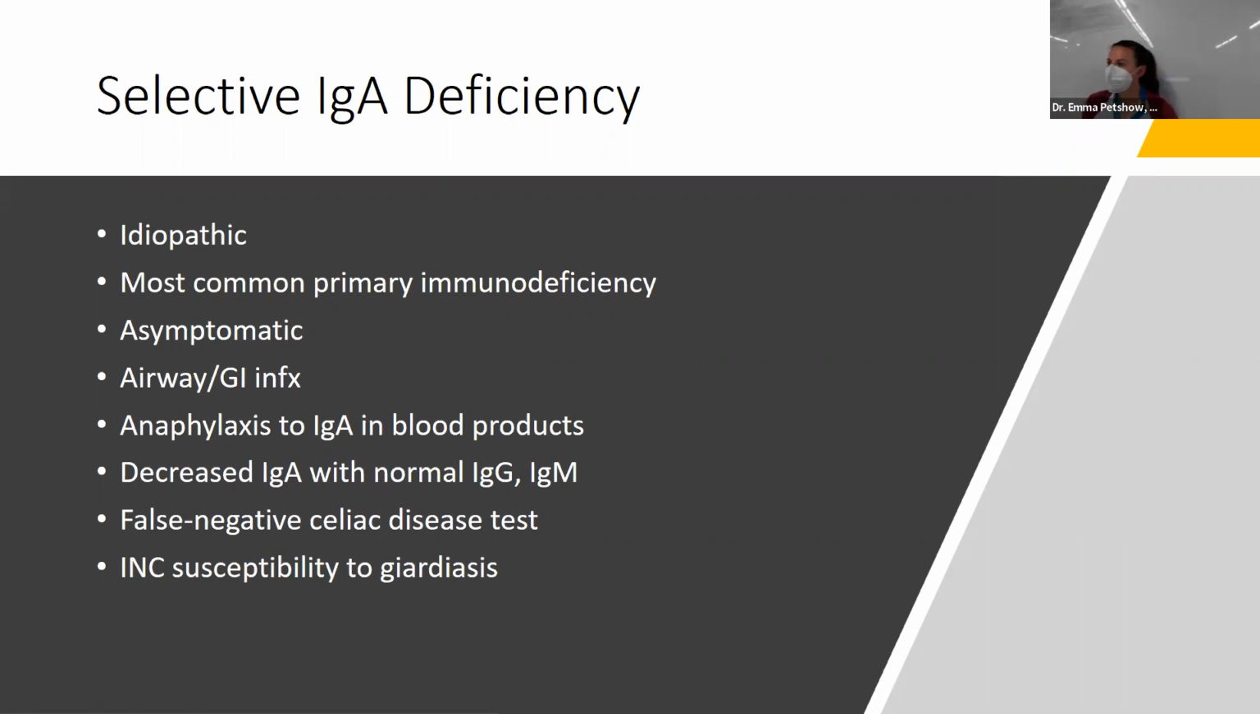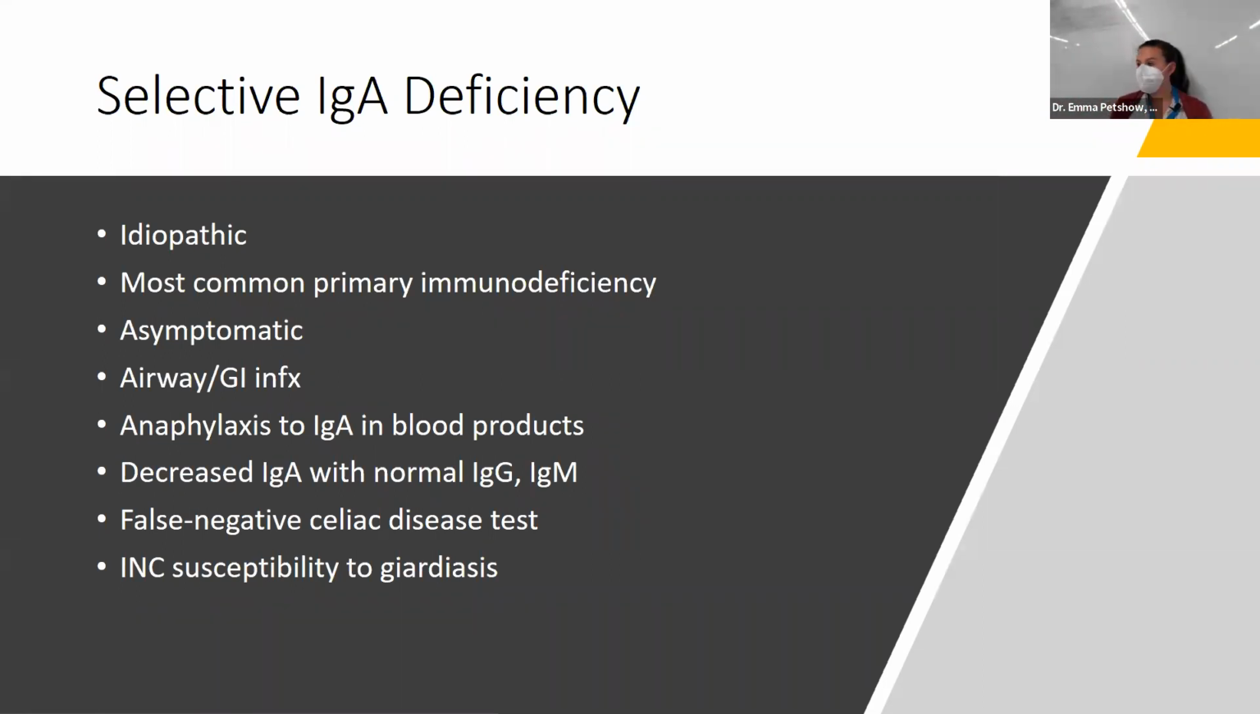You'll see decreased IgA with normal IgG and IgM antibodies. It could actually lead to your body not recognizing IgA antibodies. So if you were given IgA in blood, if you did a blood transfusion, you could have anaphylaxis to that blood because of seeing IgA for the first time. Your body can't recognize that as a self component.